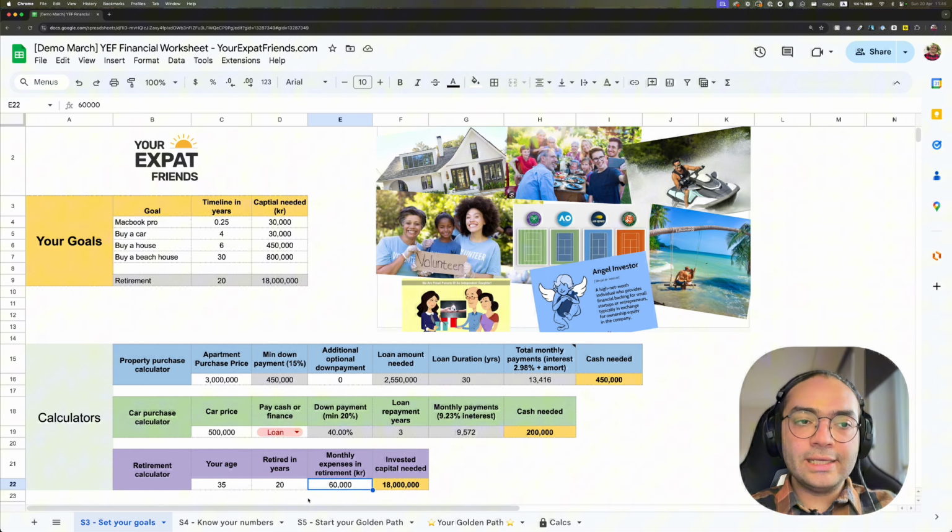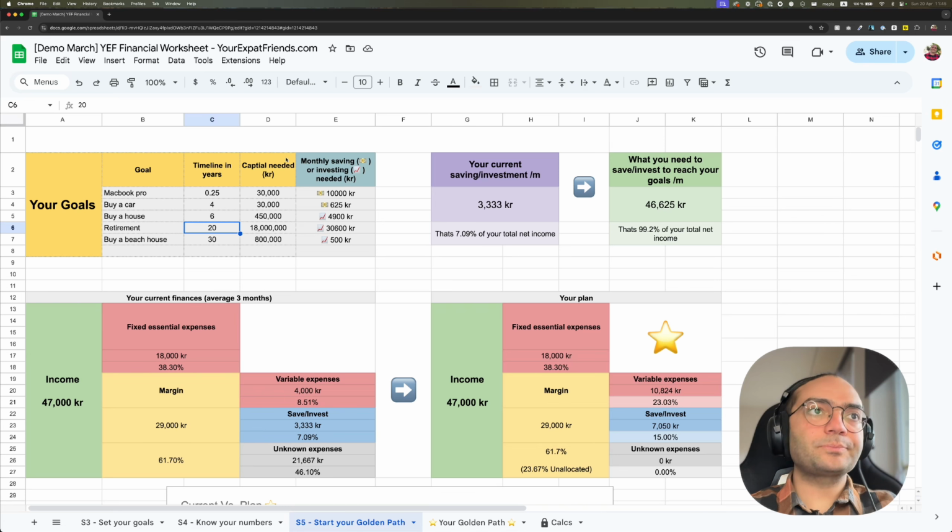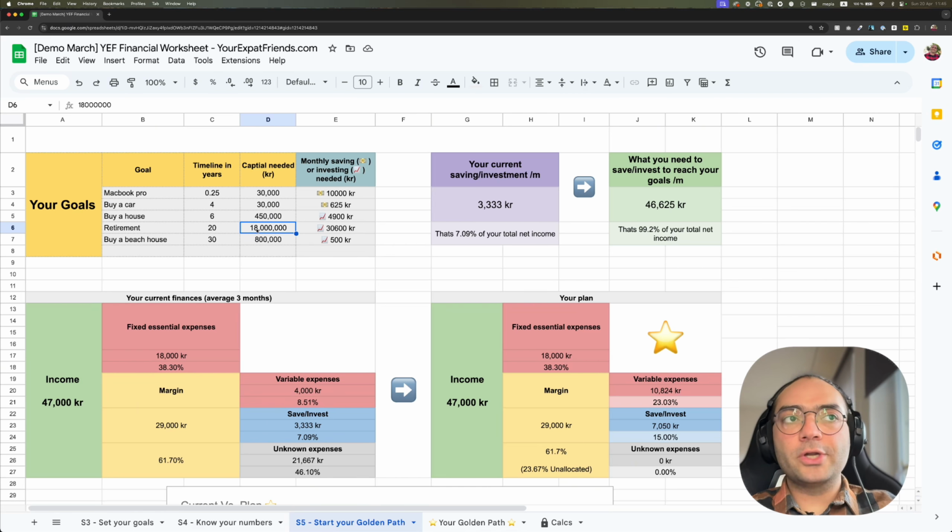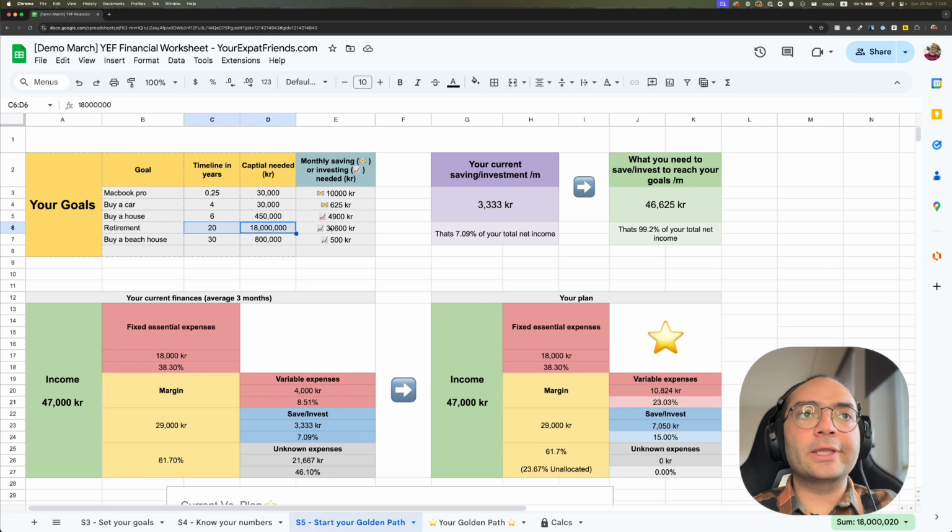So in order to make that amount of money, I need to invest this much. I need to have this much under investment, right? So now the question is, how do I get to this very, very large number? And that's how we did the calculation here. So in this particular example, for 80 million kroners in 20 years, assuming an 8% return in the stock market, I'm going to have to save 30,600 kroners per month in order to hit this goal.